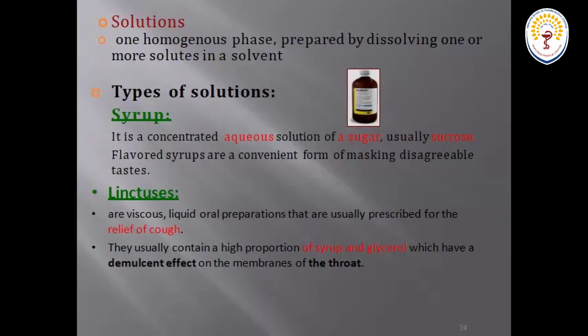Now, types of liquid dosage form available in the market. The first one is solution. Solutions are liquid dosage forms, or we can say monophasic liquid dosage forms, in which the solute completely dissolves into a solvent and forms a homogeneous mixture. The types of solution: number first, syrup.